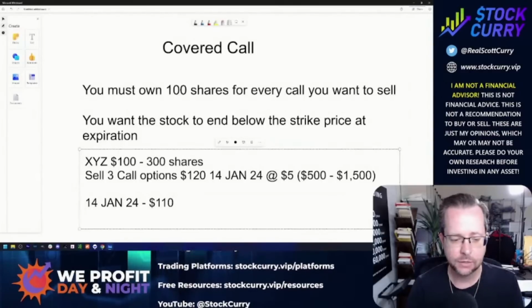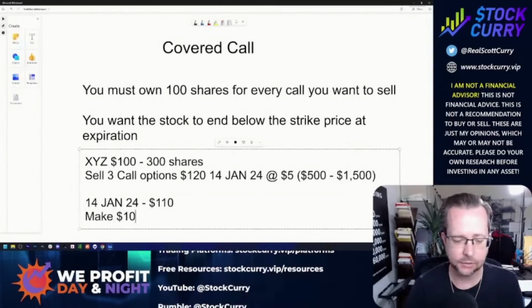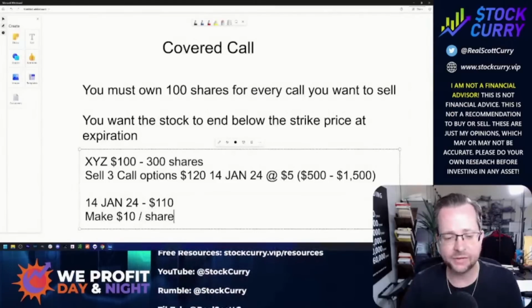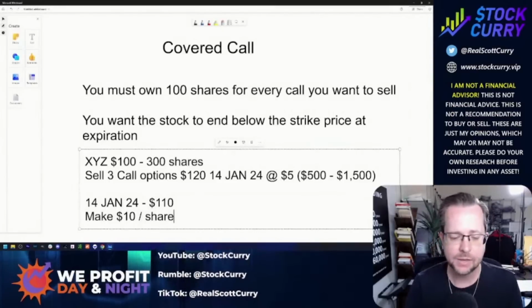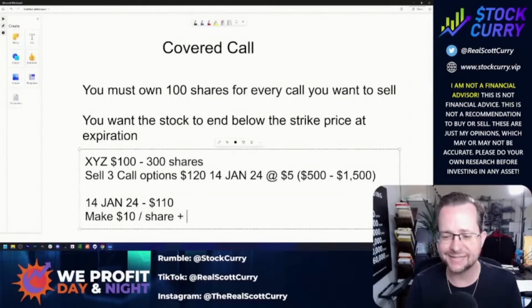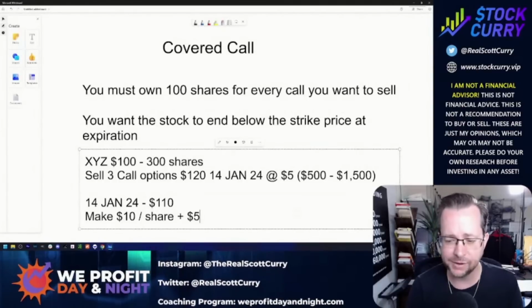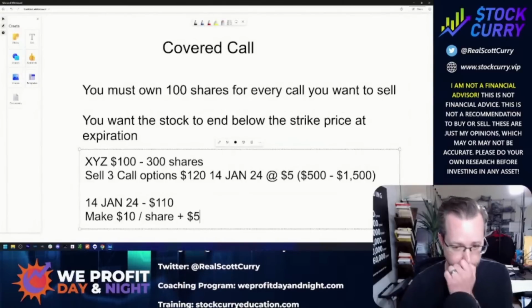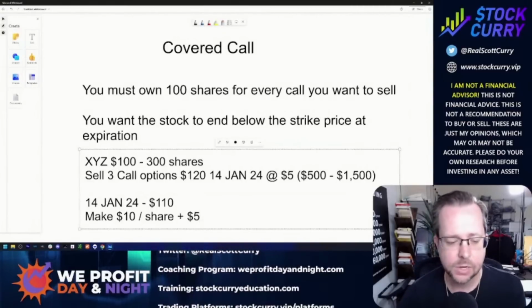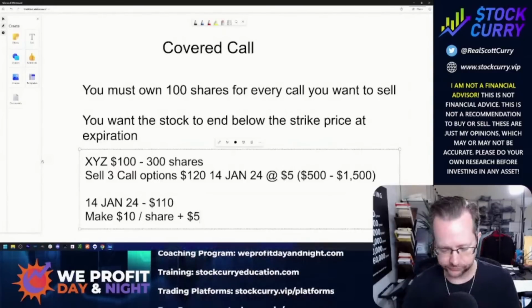Which means not only do you make $10 per share just because you held the shares and the share price went up, but you also get to keep the entire $5 per share premium, right? You sold it for $5. So now check this out.